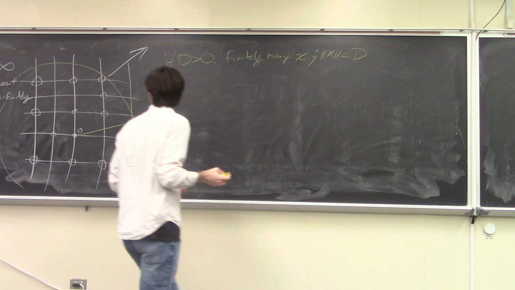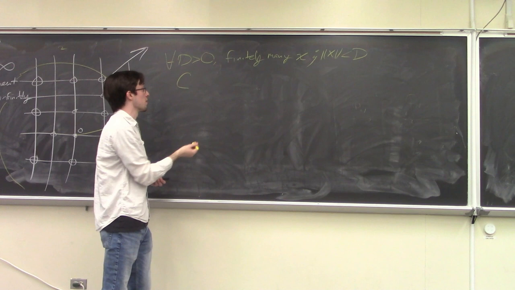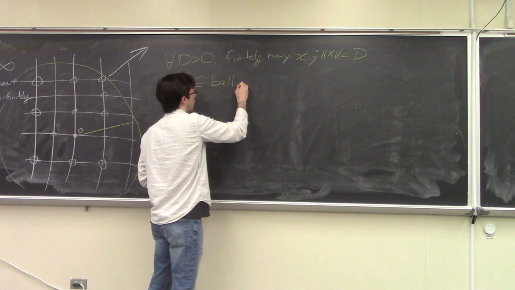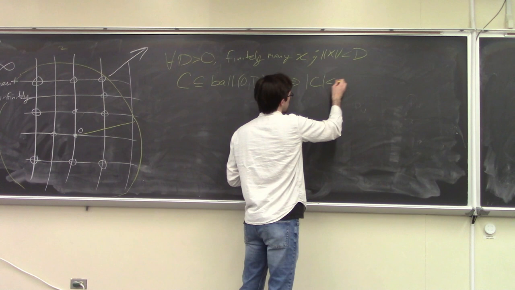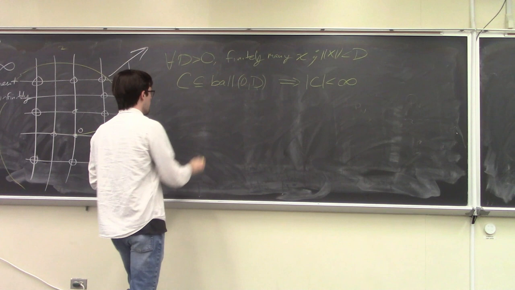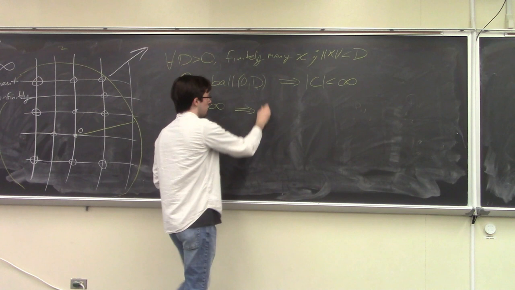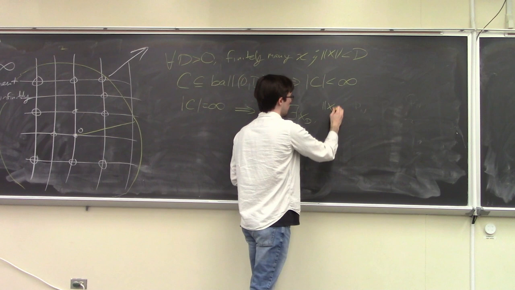As a result, if the connected component containing zero is contained inside a ball about zero with diameter d, then this tells you that the connected component has to be, of course, finite. So if the size of this thing is infinite, then for all d, there exists x sub d such that the norm of x_d exceeds d, and you also have that x_d is inside the connected component.